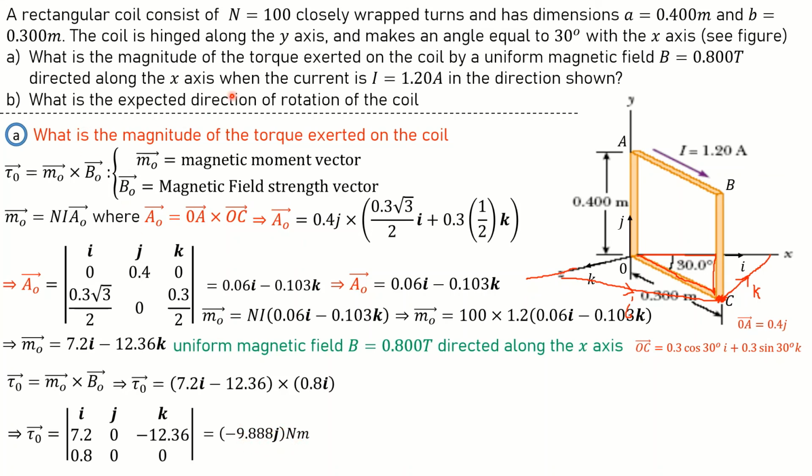Now the second part is asking us for the expected direction of the rotation of the coil. We see that the torque is negative, it is in the negative y direction, so it is going to be around here. So with that, the coil is going to be rotating in this direction. Let me indicate it in the diagram. So the coil is going to be rotating in this direction.